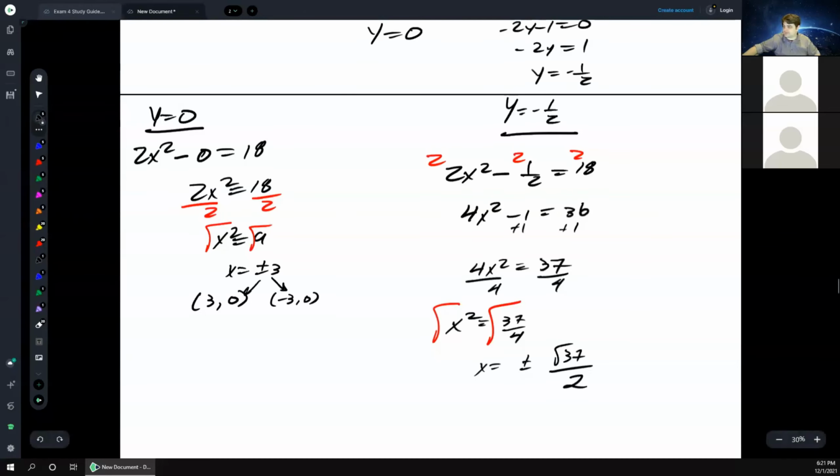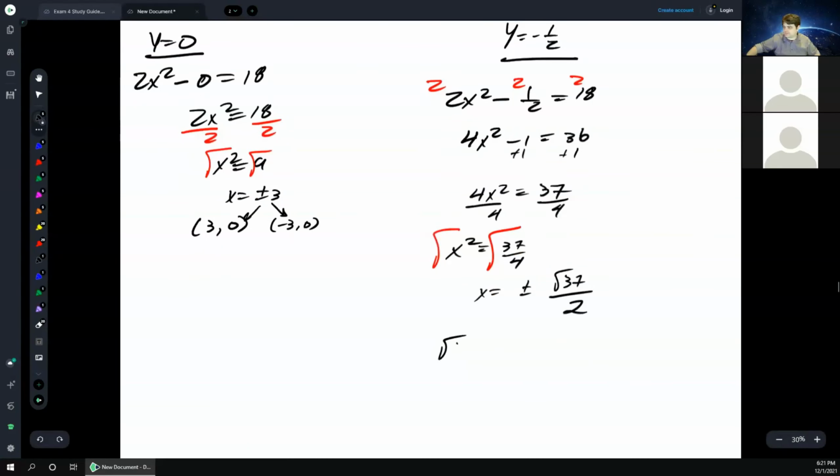So once again, separating this out in terms of two answers, we have the square root of 37 over 2, positive, and then the y value of negative 1/2. And our second point would be negative square root of 37 all over 2, comma, negative 1/2.